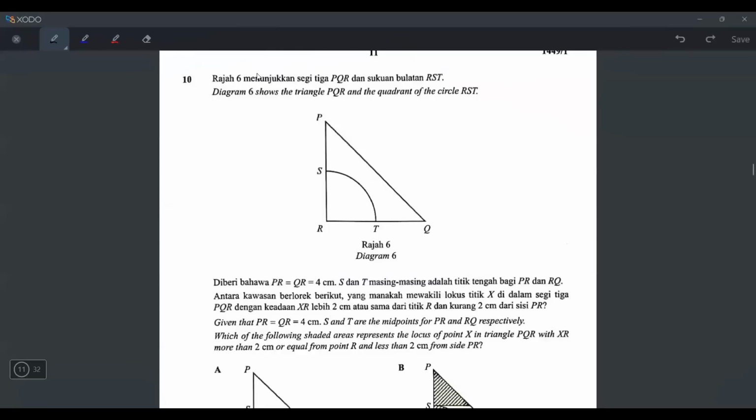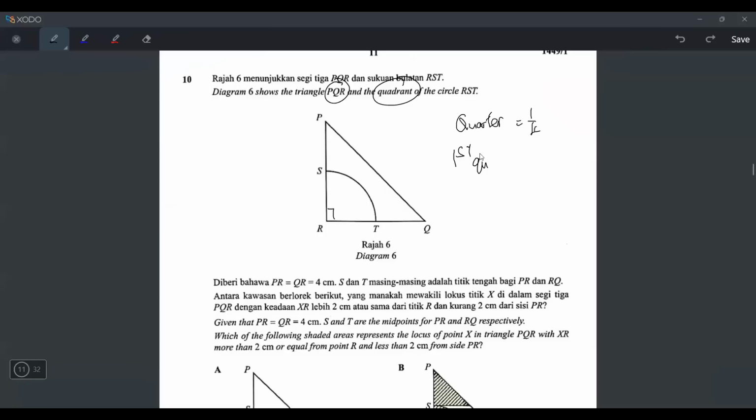Okay, let's go to number 10. Diagram 6 shows a triangle PQR and the quadrant. The moment I see this word, I know it's 90 degrees because that's what quadrant means. Quadrant means 90 degrees. Quarter also means 1/4, right? Or you will sometimes see first quartile, Q1, Q2, Q3, right? What's the first quartile? It means 1/4, a quarter.